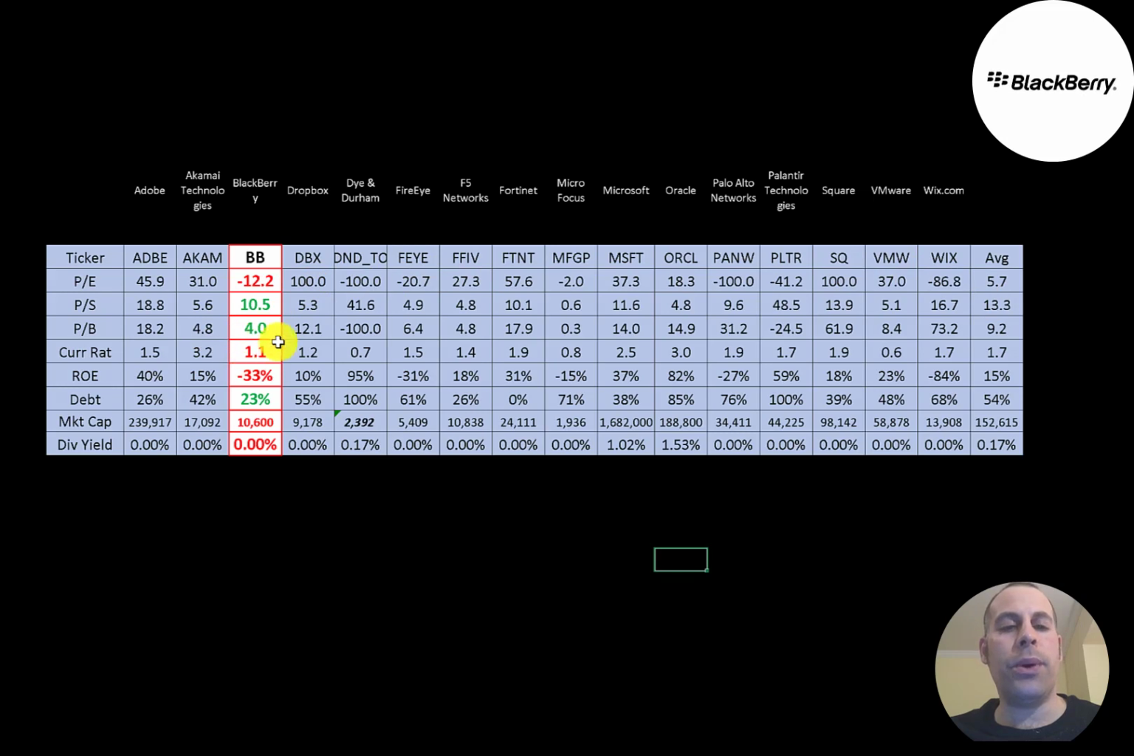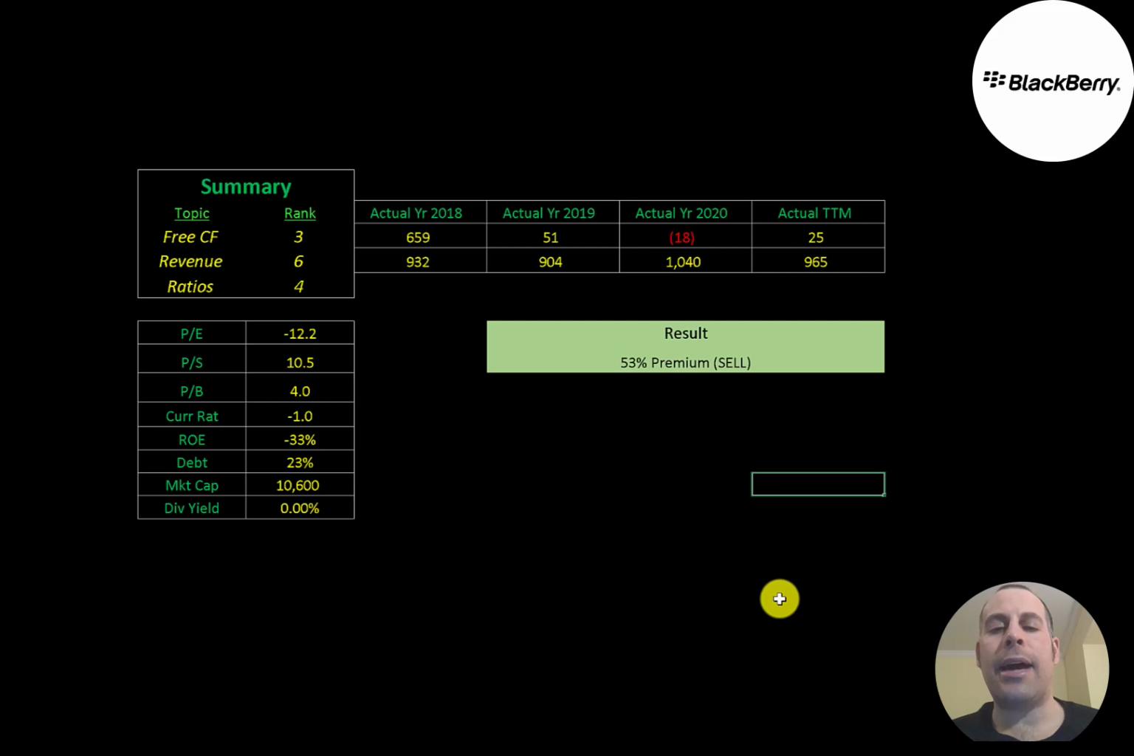Current ratio, they're doing worse than average, but they're above one, so that's fine. They have a terrible ROE. They're pretty low in debt compared to the average. And they have a $10 billion market cap, much smaller than the average in the industry, and they don't pay a dividend. So to summarize, I have them trading at a 53% premium because their stock price has come up so much, so it seems like a terrible value.